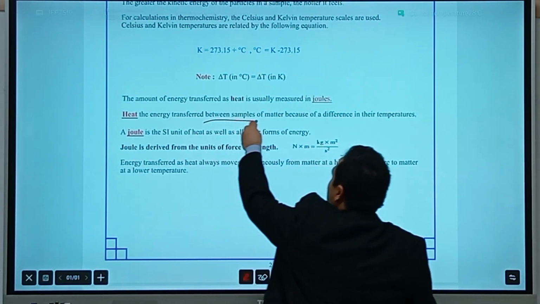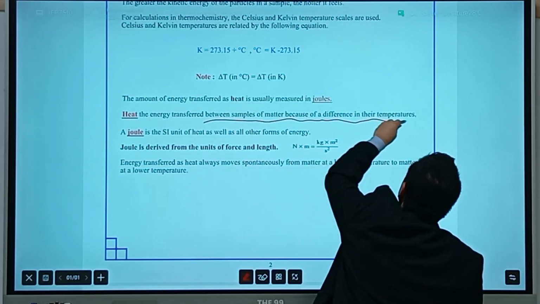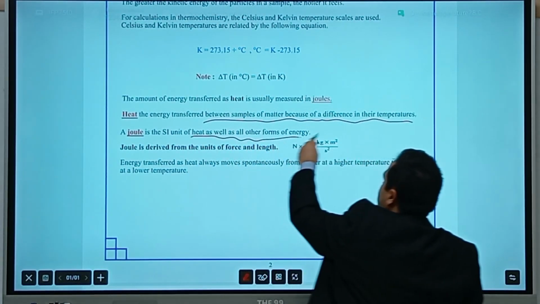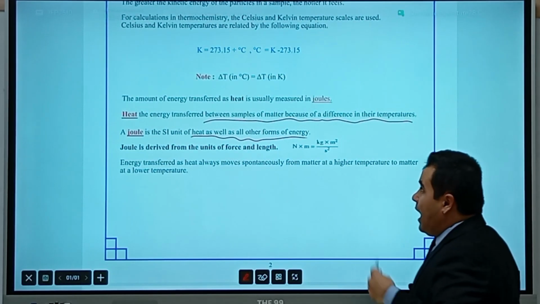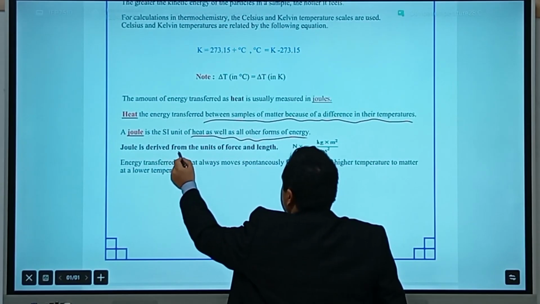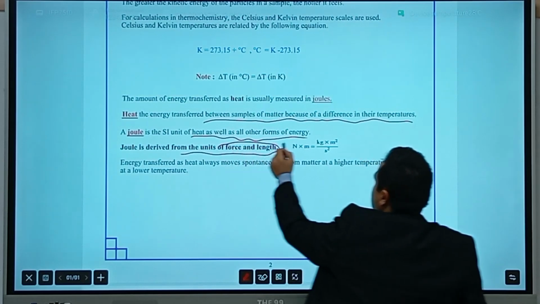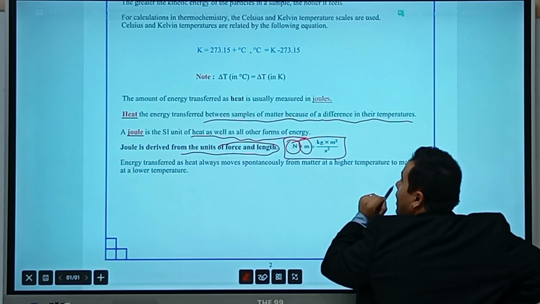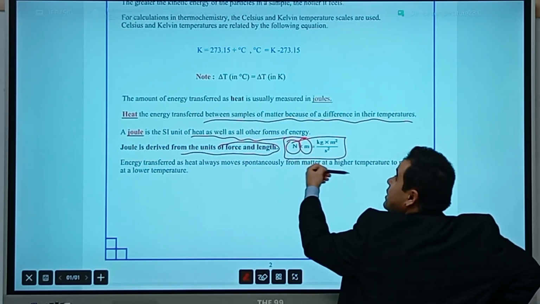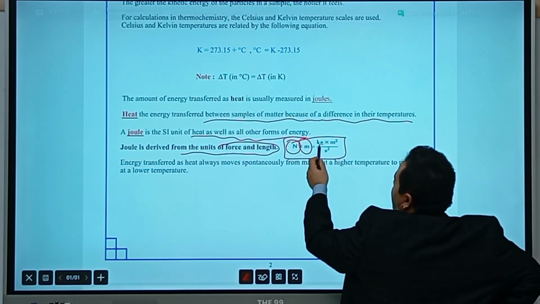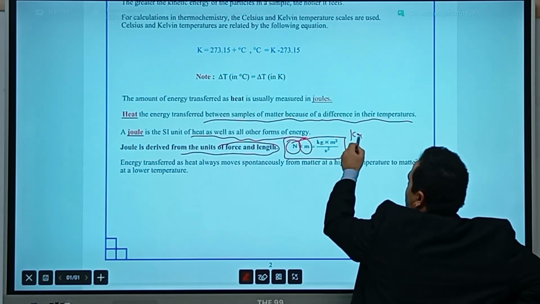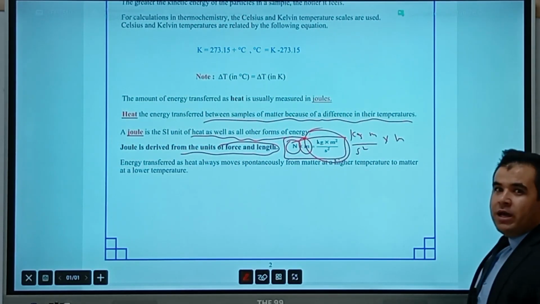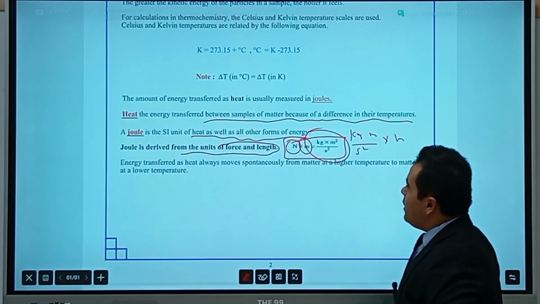So, heat is energy transferred between samples of matter because of differences in their temperatures. The joule is the SI unit of heat, as well as of other types of energy. And guys, the joule is derived from the units of force and length. Force, which is Newton, multiplied by length, which is meter, and the Newton is kilogram meter per second squared. Then kilogram meter per second squared multiplied by the meter gives kilogram meter squared per second squared, which is the unit of joule.